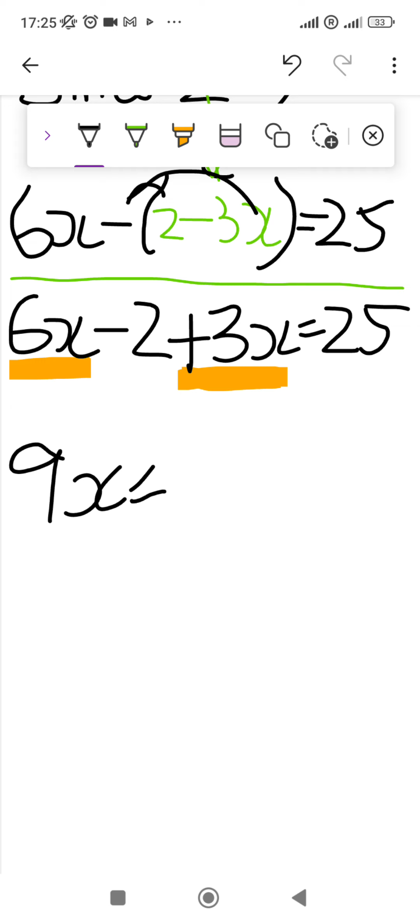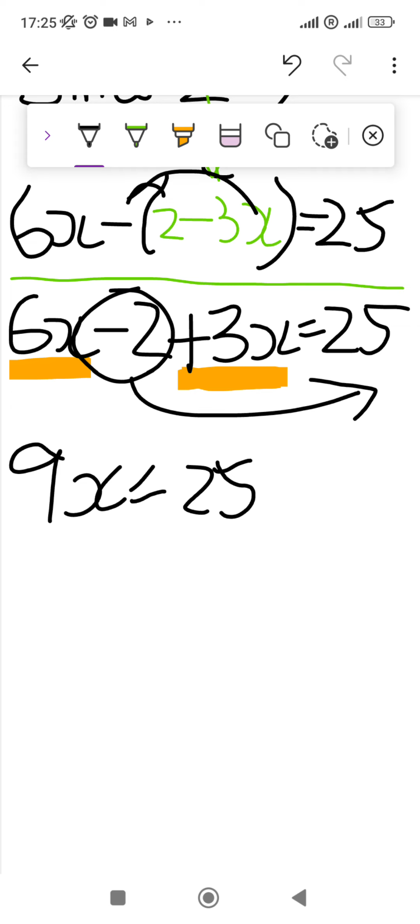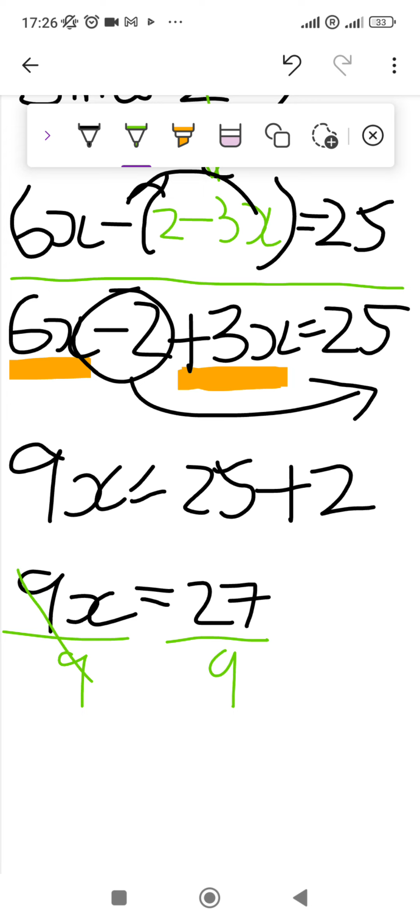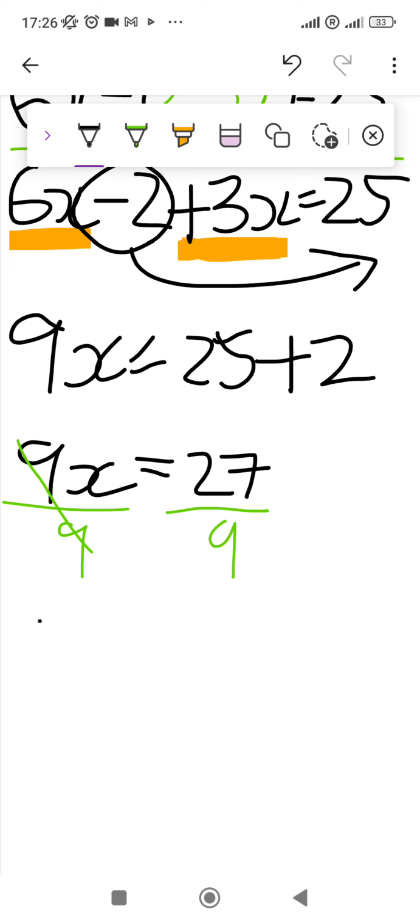Equals, we have the 25 on our right hand side, but now this other constant, the minus 2, we'll take it to that side, or in fact we are going to add 2 on both sides, so it becomes plus 2. So on our left hand side we have 9x, right hand side we have 27. Now we need to get rid of our 9, the coefficient of x, so we're going to divide by 9 on both sides. They cancel, so we are left with x equals 3. 27 divided by 9 is 3.